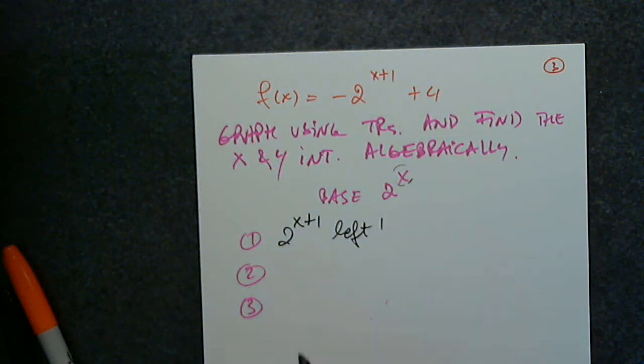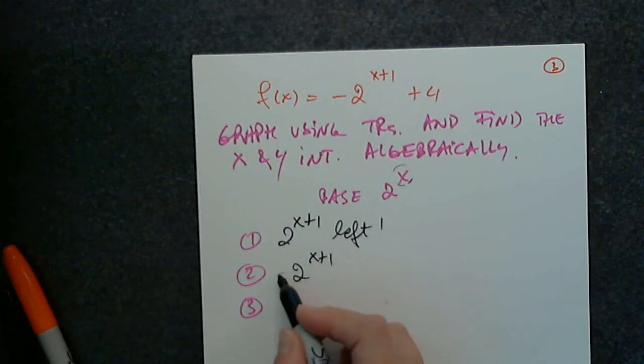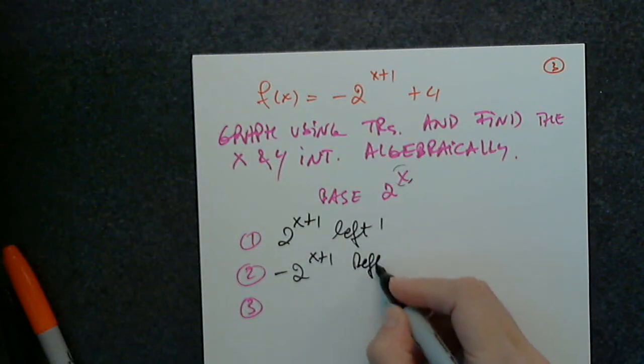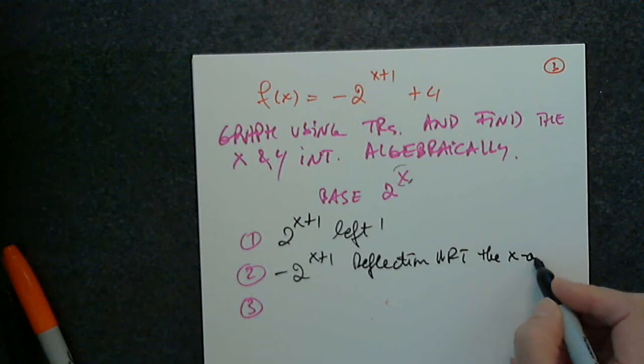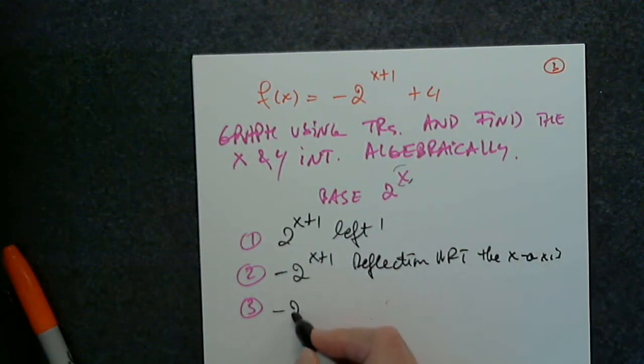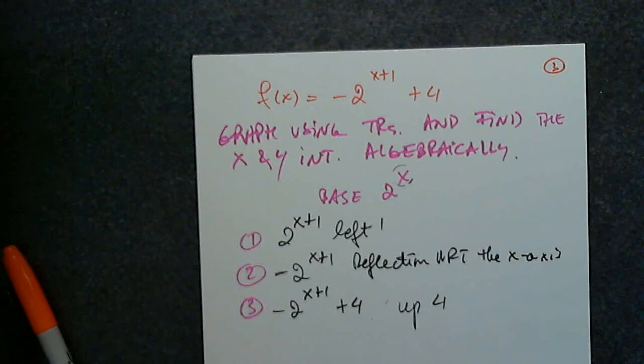Excellent. The next one in line is -2 raised to x plus 1. What does that do to number 1? Exactly. Reflection with respect to the x-axis. And finally, -2 to x plus 1 plus 4. Since it does not touch x and it touches y, yes, it's up 4. Ready for this?